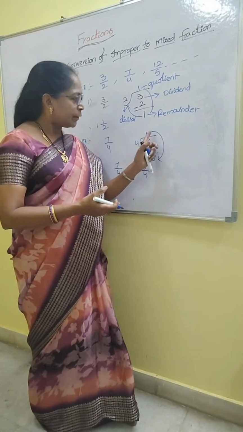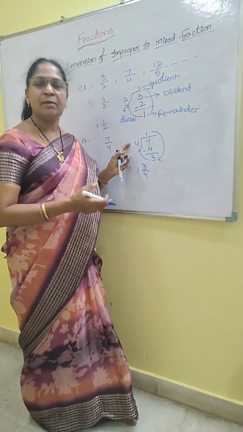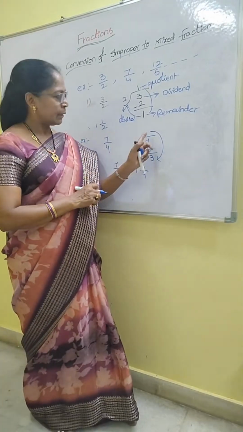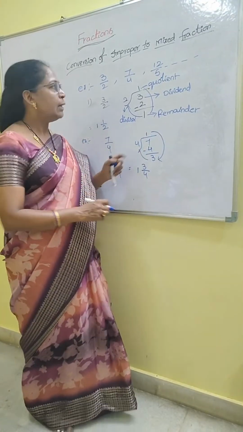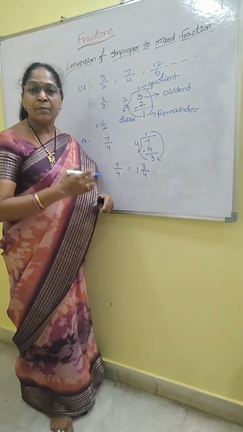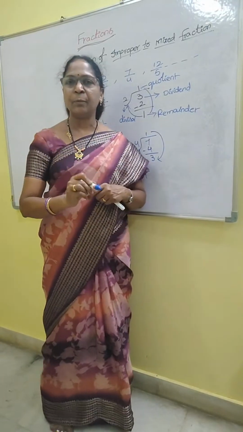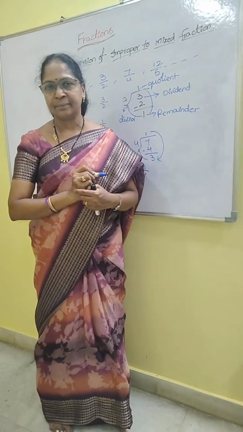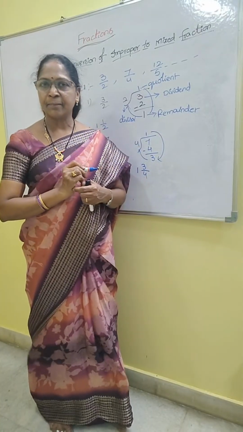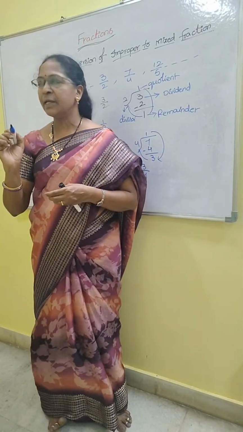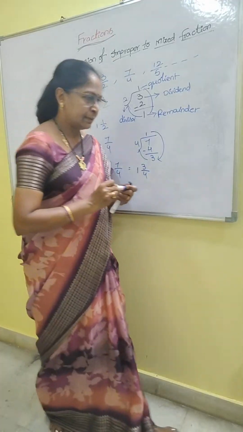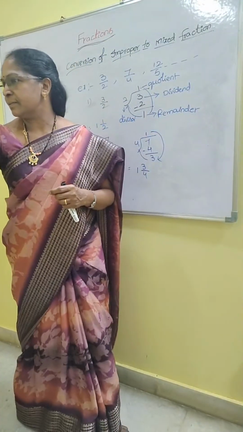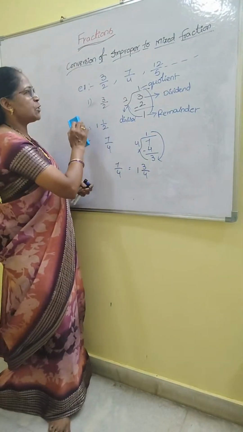Basically, how can you remember? Like this order, you can remember. Like this you have to write down. This is the way of conversion of improper to mixed fraction. Any doubts? If you have any doubts, then you can ask me. See now, next one more example.